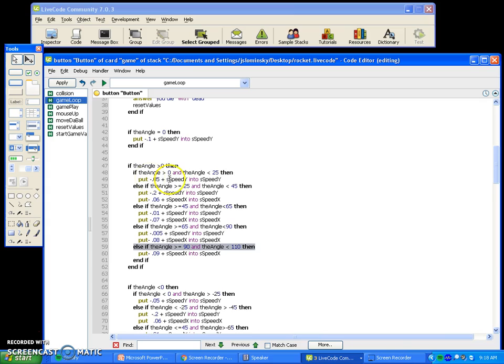Here, if you're greater than 0 and less than 25, you're just putting in a speed y. You're not putting anything in x, actually. Here, if you're greater than 25 and less than 45, you're putting 0.2 into speed y and 0.06 into speed x. And watch what happens as the angle gets more, if we go back to our PowerPoint here.